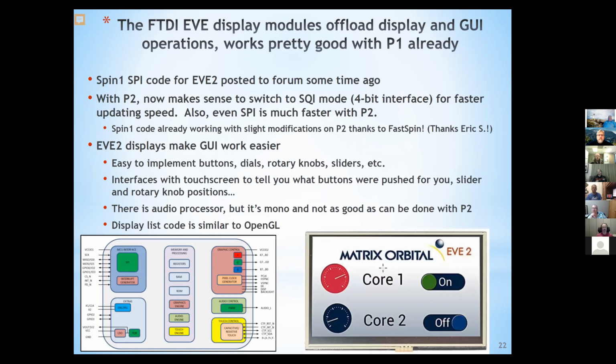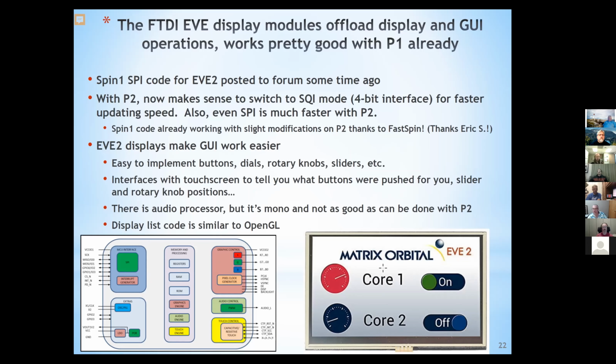I have Spin 1 code that I've posted for EVE 2, and I've just recently ported that over to the P2 and connected it up, and it actually seems to work. Because we have so many pins now, I'm going to switch this over to the SQI mode, so that's going to make it even better. And I'd just like to mention FastSpin here, because that makes it really easy to take my old Spin 1 code and get it working on the P2. Now that it's working, I can make it into a version that works with both FastSpin and the Prop Tool or Peanut.